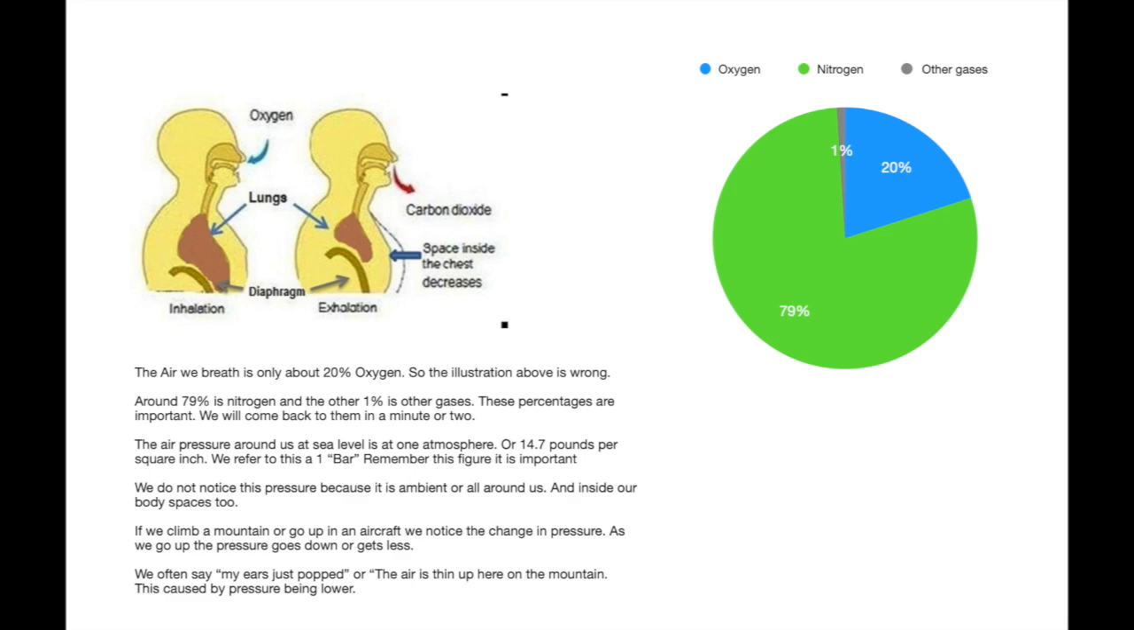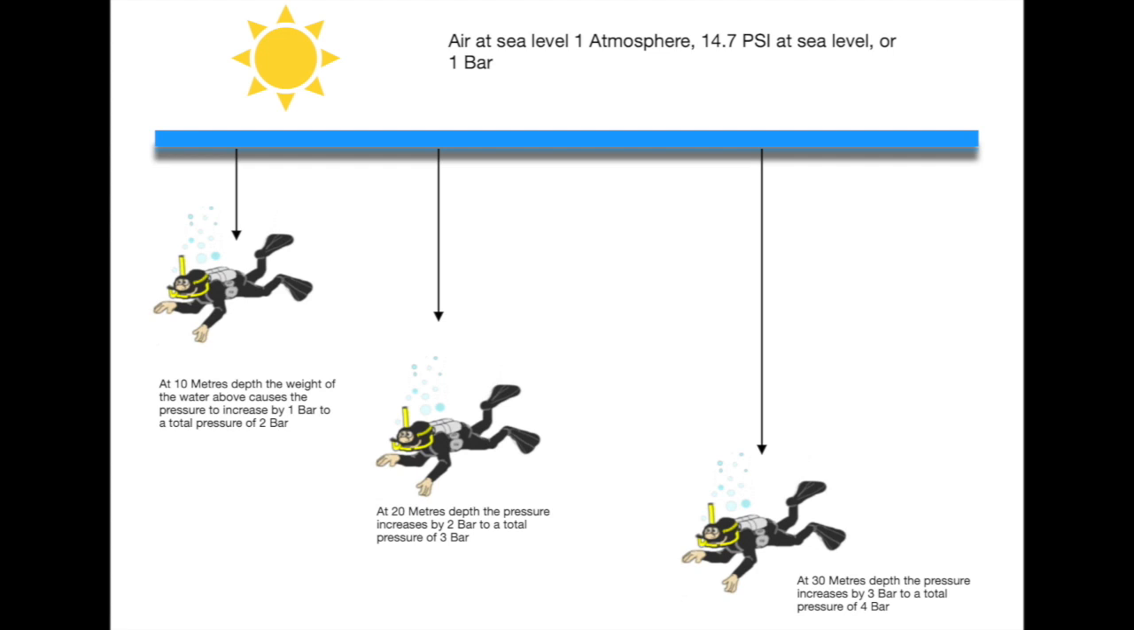So the air at sea level is 1 atmosphere, 14.7 pounds, or 1 bar. As we dive or swim in the ocean, the deeper we go, the greater the pressure gets because of the weight of water above us. At 10 meters depth, the weight of water above us causes the pressure to increase by 1 bar to a total of 2 bar. At 20 meters depth, the pressure increases by 2 bar to a total of 3 bar. And at 30 meters depth, the pressure increases by 3 bar to a total of 4 bar, and so on.